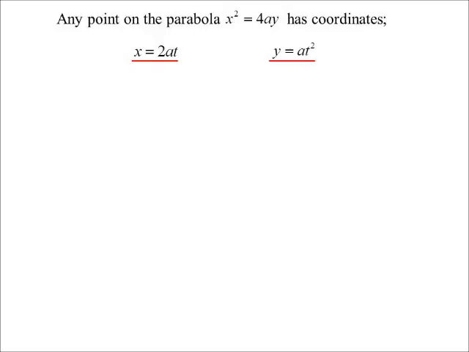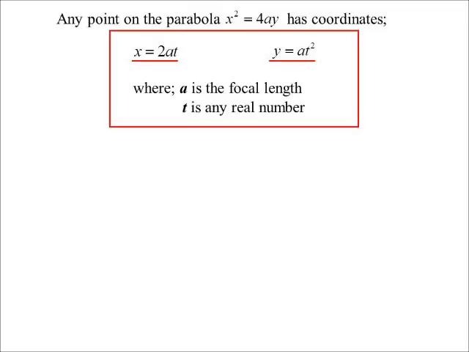Now, the nice thing about what we look at as far as the parabola goes in this topic is we don't shift it. It's just the standard curve we look at, x squared equals 4ay, for all the things we want to do in the extension part. Okay. So a is still the focal length. That hasn't changed. And t is just any number. We can substitute any number in and we get a point on the curve.